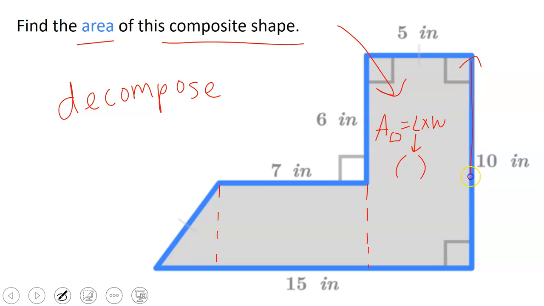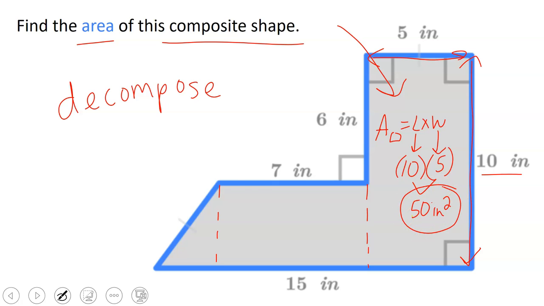The length of this rectangle is 10 inches, so I plug in 10 for the length. The width is 5 inches, so I plug in 5 for the width, and I find the area of this rectangle to be 50 square inches.